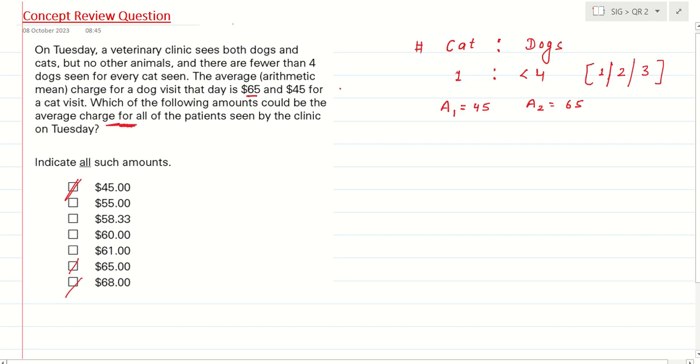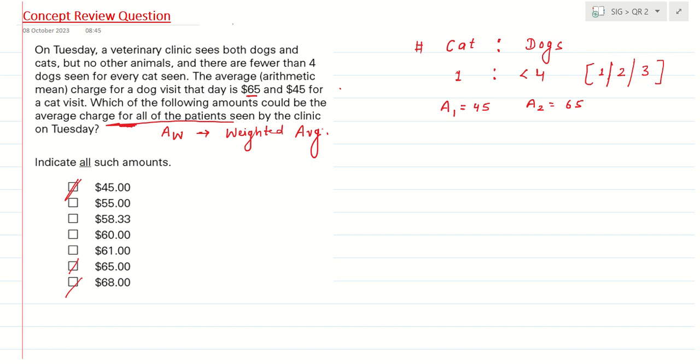See, how many groups are there? 2 groups. Talking about all the patients means what are you talking about? Weighted average? Yes or no? The question is asking the weighted average, the weighted average of the charge, the fee. Correct? Very simple. I can find the weighted average.